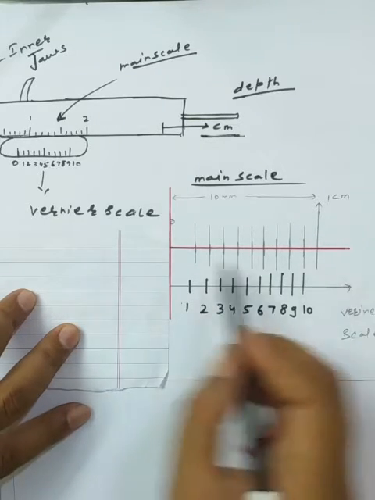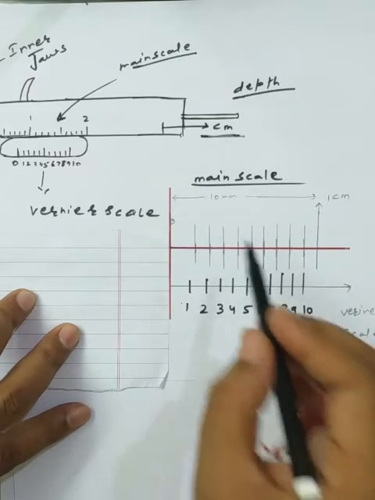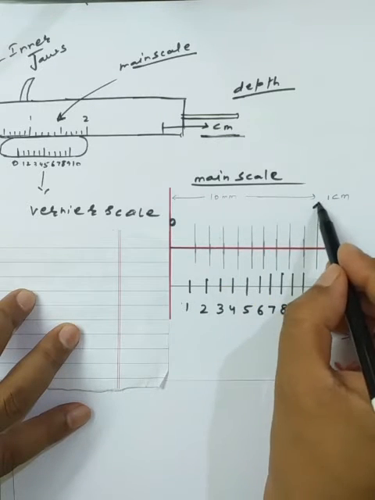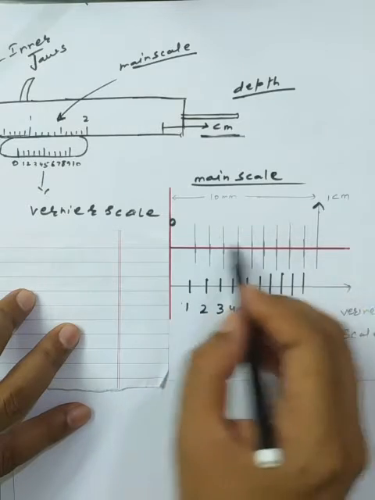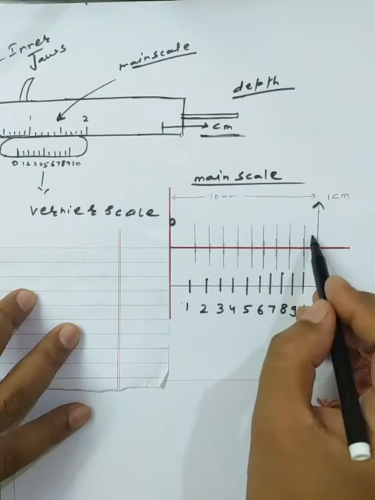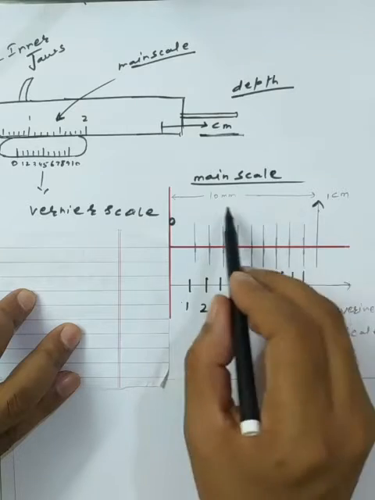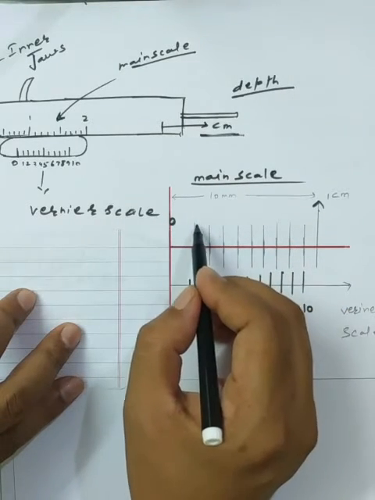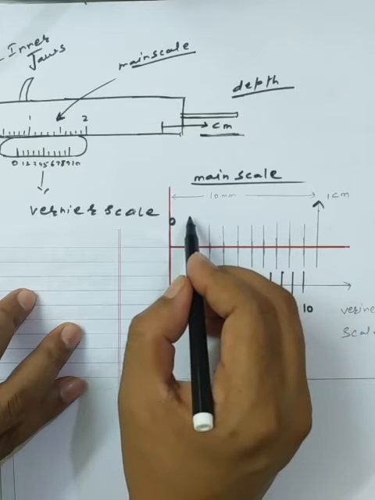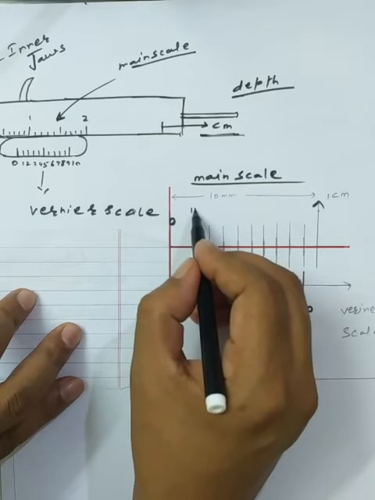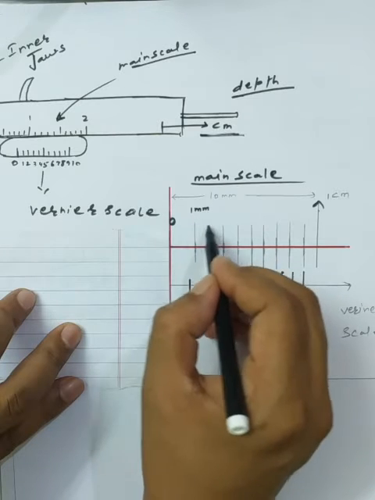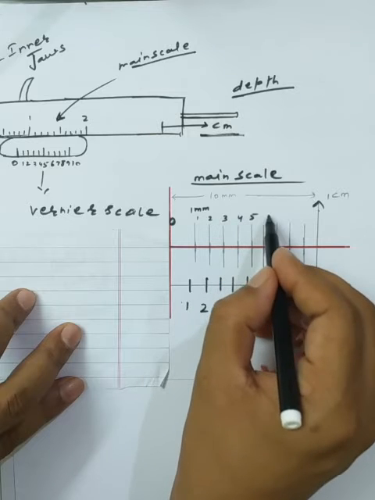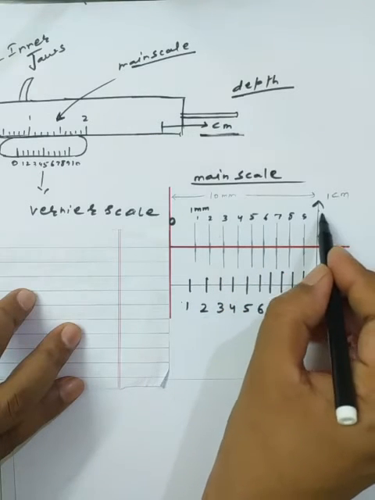So I have assumed one basic main scale, rising from 0 to 1 centimeter, that is mounted on a metallic platform. We can easily convert that 1 centimeter, which comprises 10 mm. So each line of the main scale regards 1 mm. This is the portion of 1 mm, and we have 10 segments: 1, 2, 3, 4, 5, 6, 7, 8, 9, and 10.